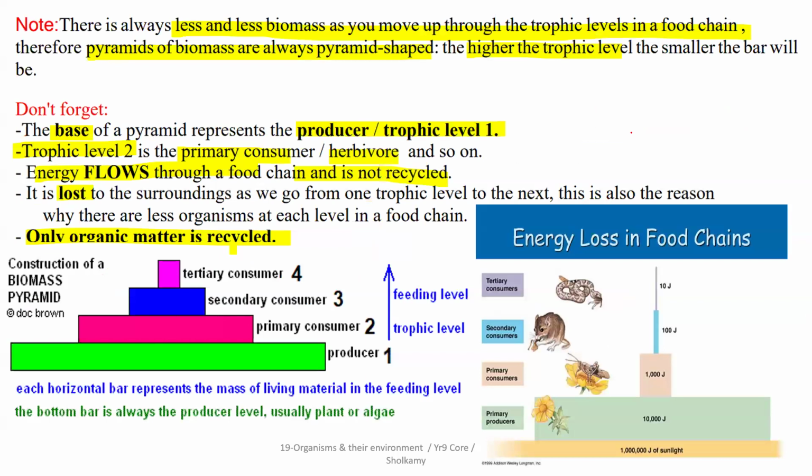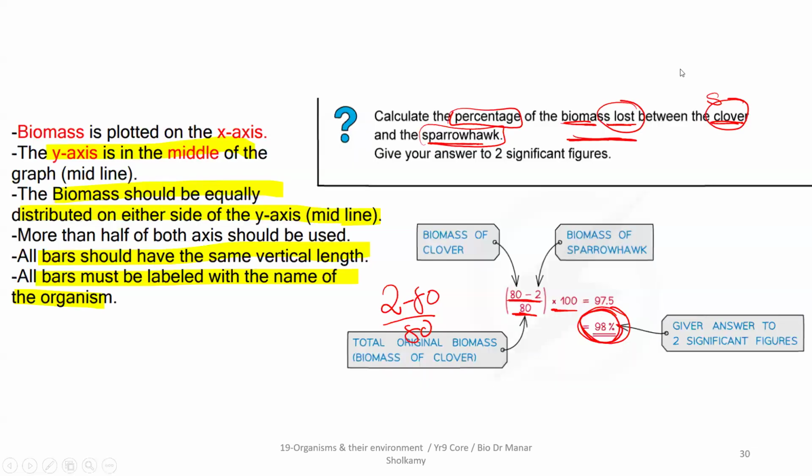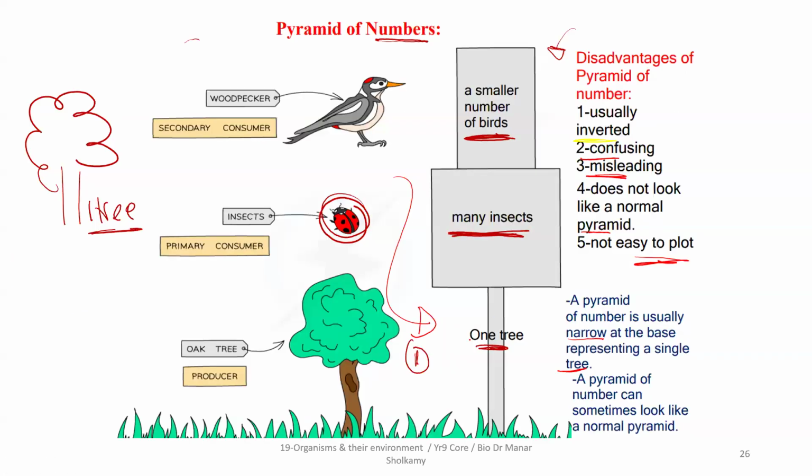Now we're done with the three types of pyramids. We have the pyramid of energy, don't forget, and the pyramid of number. The pyramid of number here, can you hear me well? Hello? Are you with me? Okay, the pyramid of number here, we always take the example of a tree. And in this example, because we have only one tree, the pyramid of number is inverted and it is confusing and it is not easy to plot.